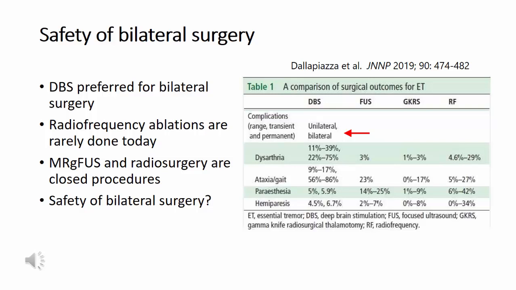I would point out that even for deep brain stimulation surgery, the risk of significant adverse events increases greatly when bilateral procedures are performed. For this reason, some proponents of MR-guided focused ultrasound and radiosurgery argued that these ablative procedures may be as safe as deep brain stimulation. Suffice it to say that the relative safety of these procedures is unclear. Very few centers have experience with all of these methods.